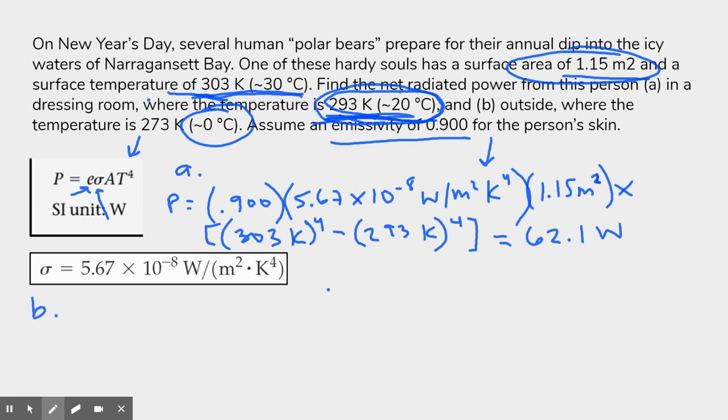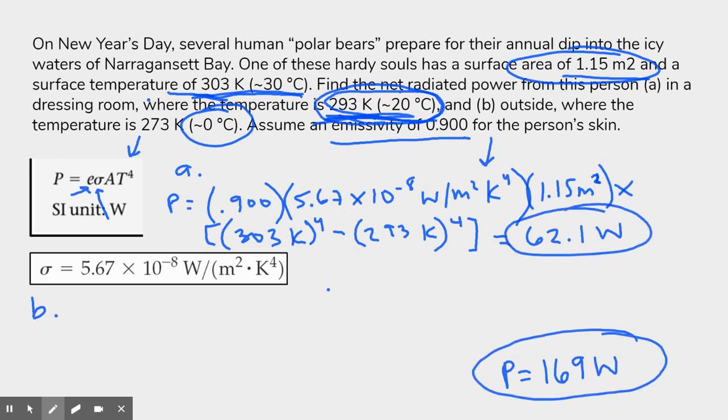So now y'all are going to do the same thing for part B and press play when you're ready. Okay, so the answer for part B, I'm only going to give you the final answer because it's just like the one we did before. It's 169 watts. So here's part A, 62.1 watts and 169 watts. So we see that in this cold environment, this person is radiating a significant amount of heat compared to when the person is in a room temperature environment.